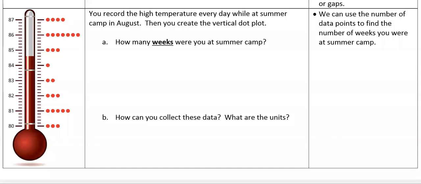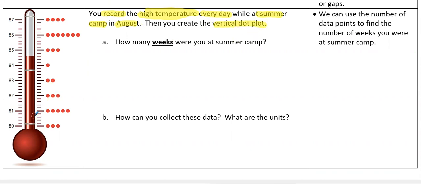All right, this is the second part of 9.1 Introduction to Statistics. Let's jump right in. You record the high temperature every day while at summer camp in August, as you do. And then you create a vertical dot plot.